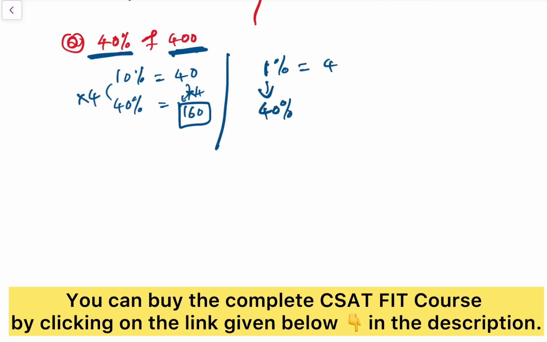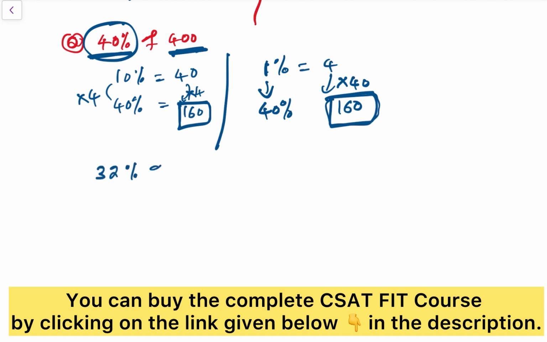ठीक है, सो 40% इज 40 टाइम्स. सो 4 इंटू 40, दैट इज 160. ठीक है, सो ये होता है 160. ठीक है, सो 40% ऑफ 400. सो एनी परसेंटेज वी आर गिवन, से 32% ऑफ 400. ठीक है, क्वेश्चन इज 32% of 400.